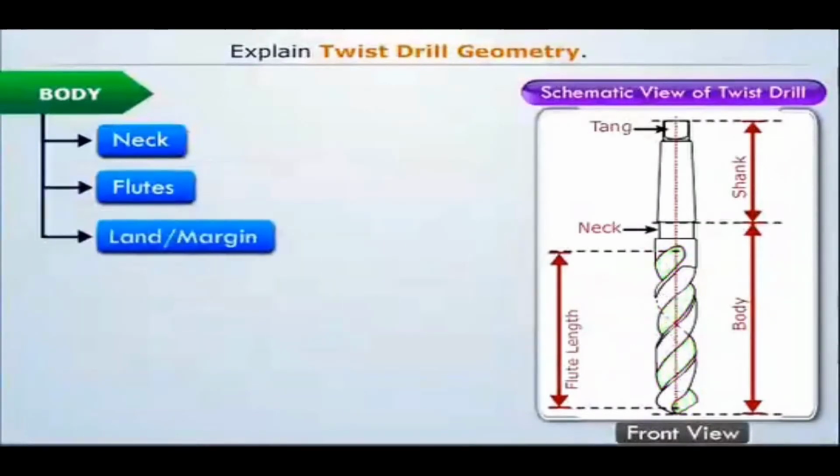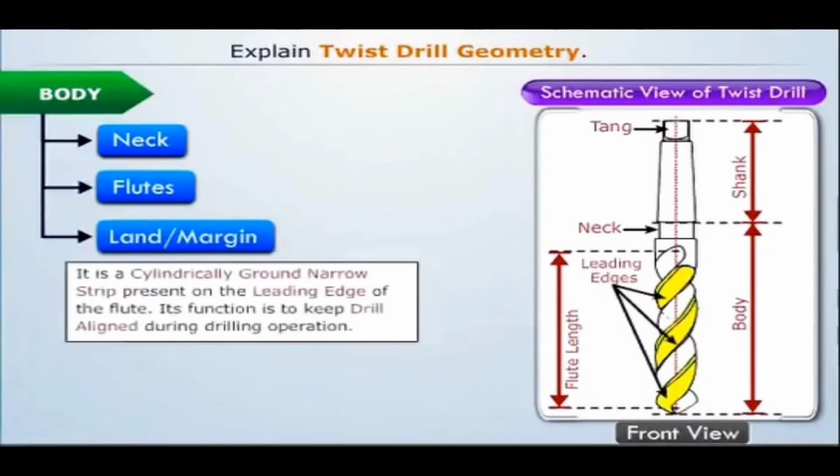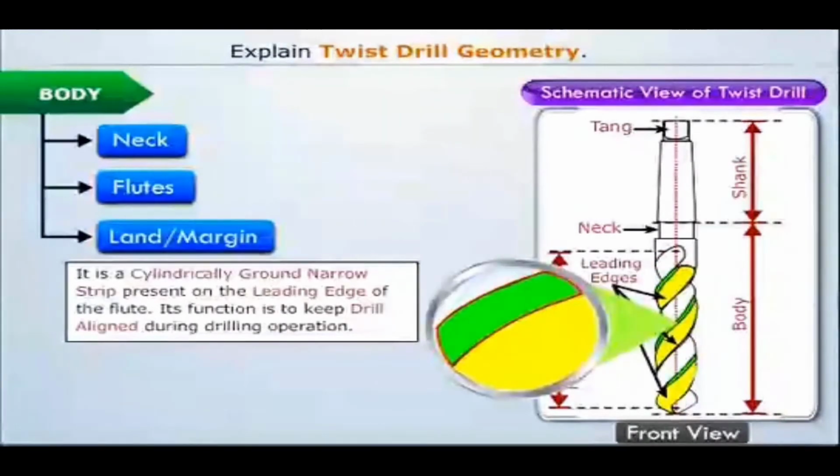Now let us focus on the leading edge of the flute. We see that there exists a cylindrically ground narrow strip. This is called land or margin. The function of it is to keep the drill aligned during the drilling operation.